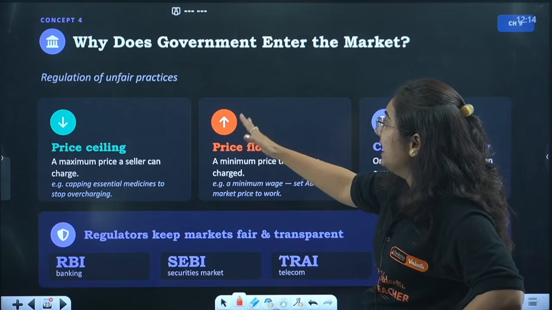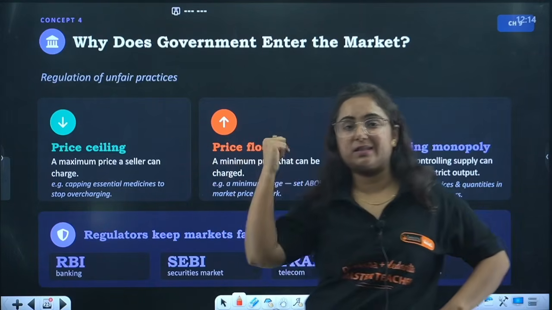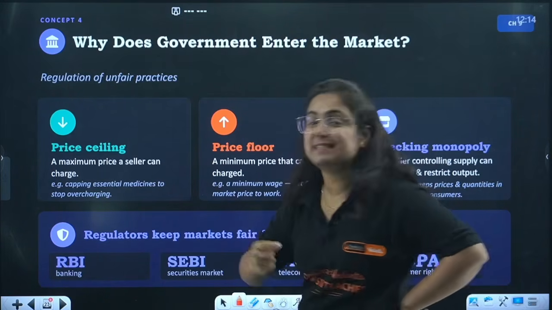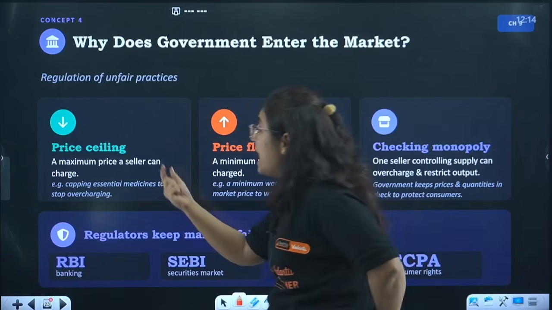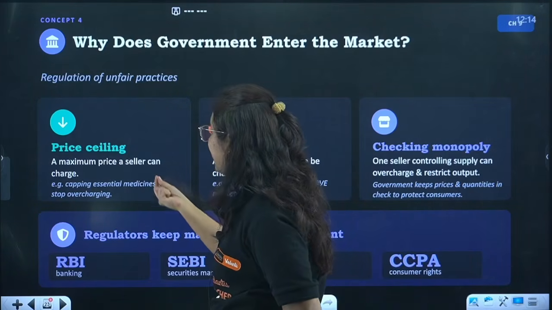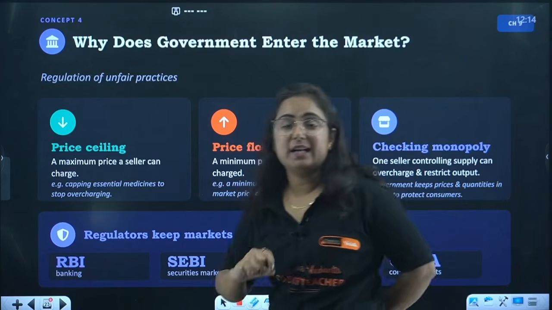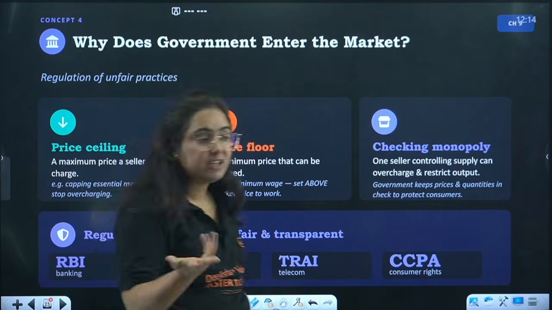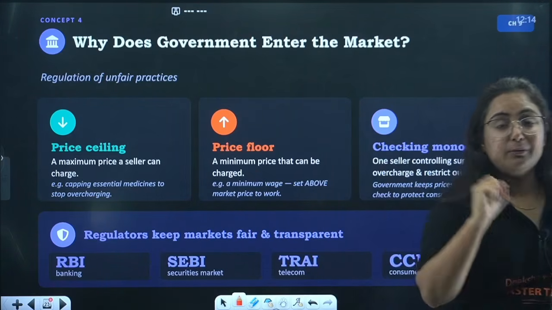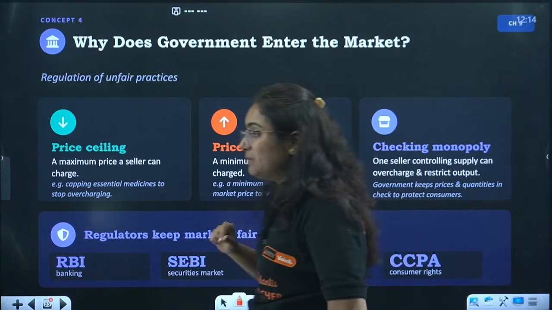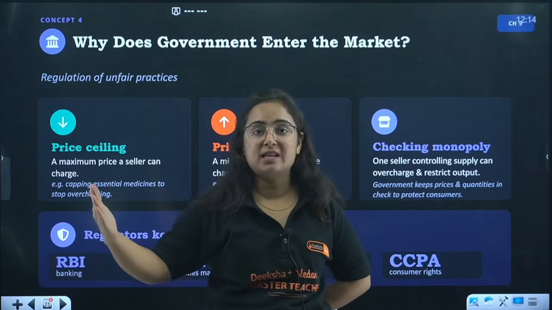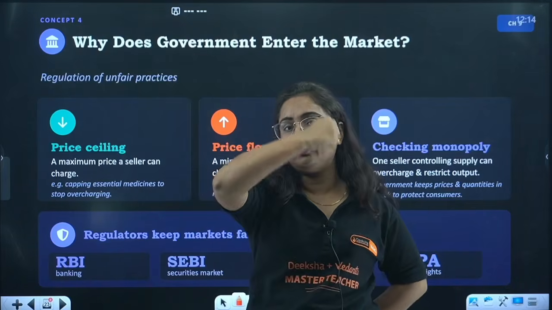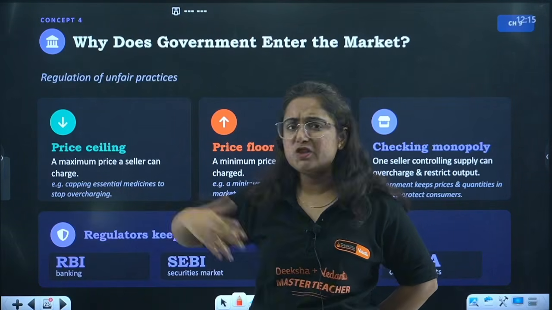So what happens now is that it regulates unfair practices by fixing the price ceiling. Now what is a price ceiling? A maximum price at which a seller can charge, right? Like for example, there are certain essential items in the market, for example sanitary pads, essential medicines. If we take again the example of COVID times, when there was high demand for masks or oxygen cylinders, if the government had not entered with a price ceiling, prices would have blasted very high.